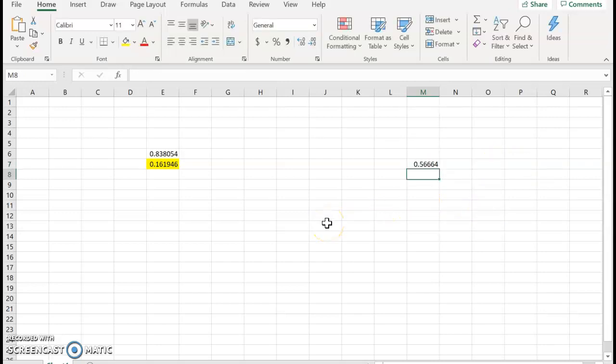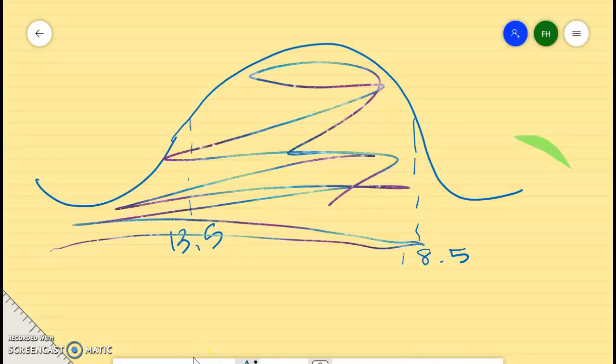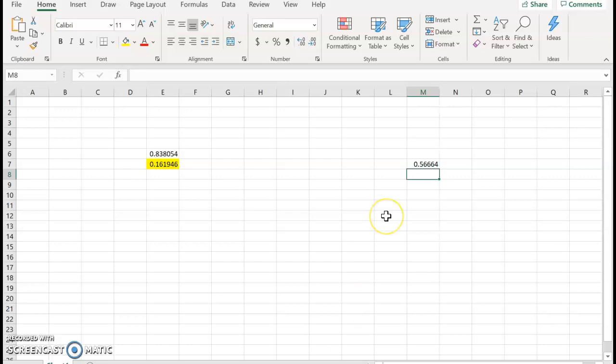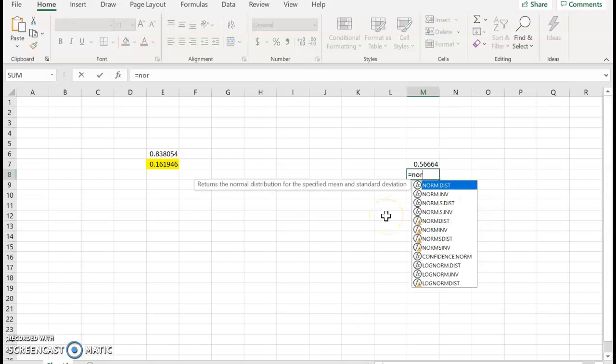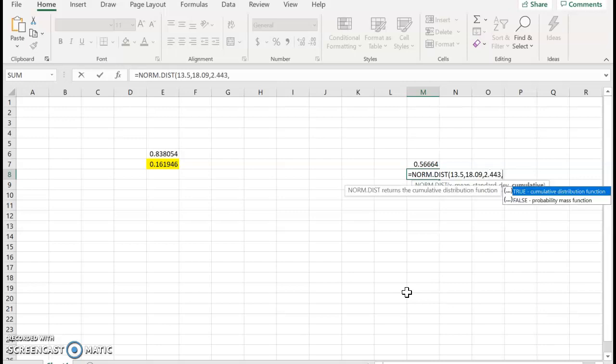Now for the 13.5, what we want to do is find the area up to 13.5, because that area, we're going to subtract it out. So let's see what that 13.5 would be. So we're going to do NORM.DIST, 13.5. The mean is 18.09, 2.443, and true.